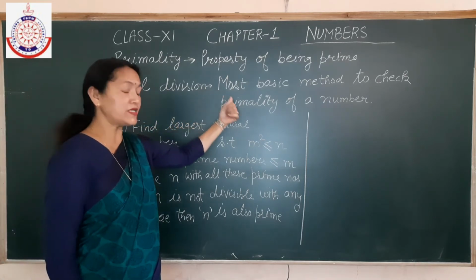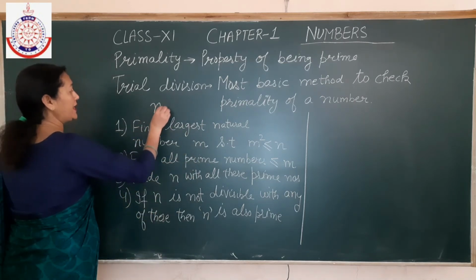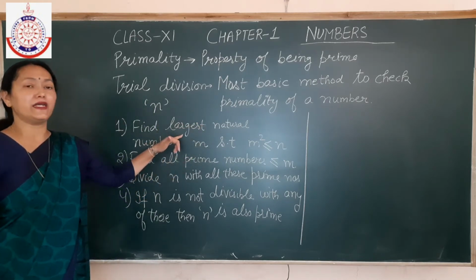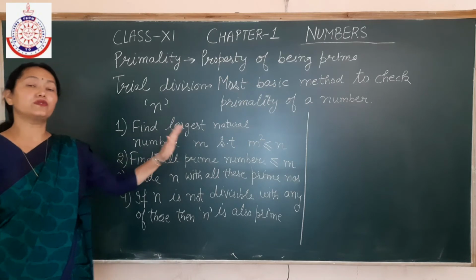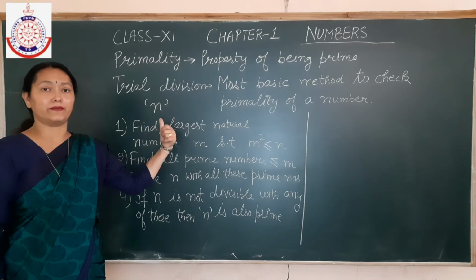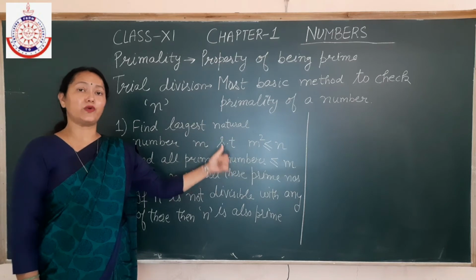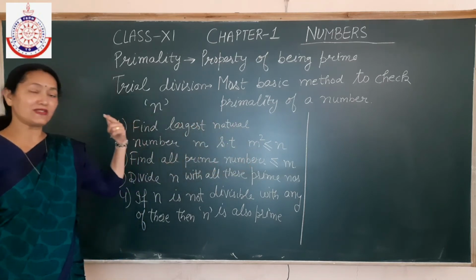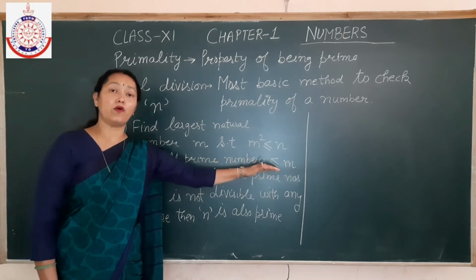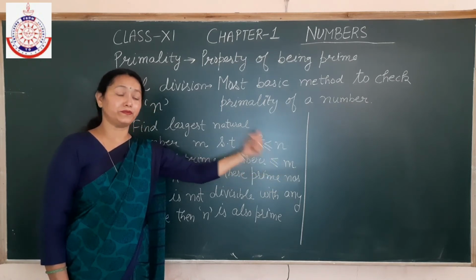For using this method, we have to follow certain steps. For example, if you want to check whether a number n is prime or not. First step, we find the largest natural number m whose square is less than or equal to this n. Once we have selected this number, we have to find all the prime numbers that are less than or equal to this m, for which the square is less than or equal to n.